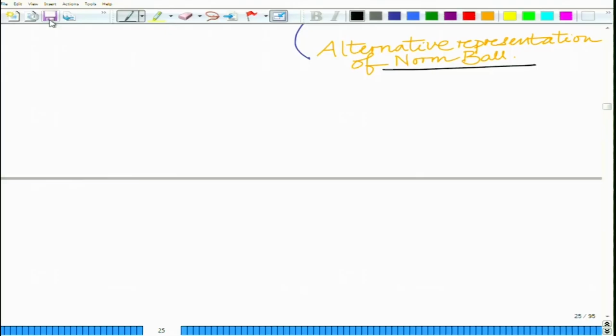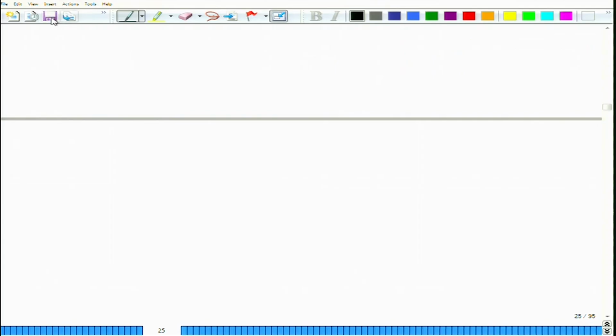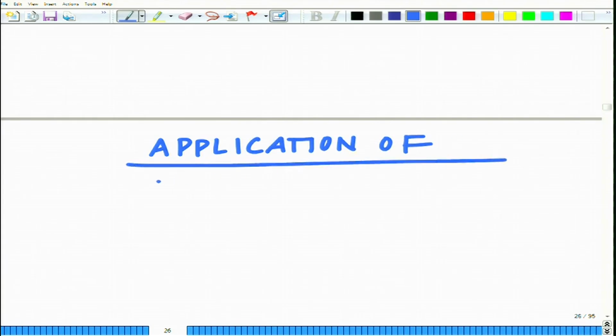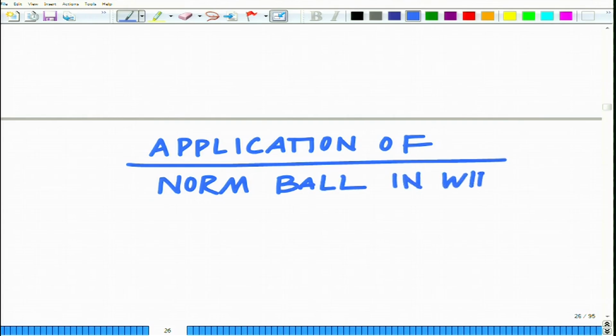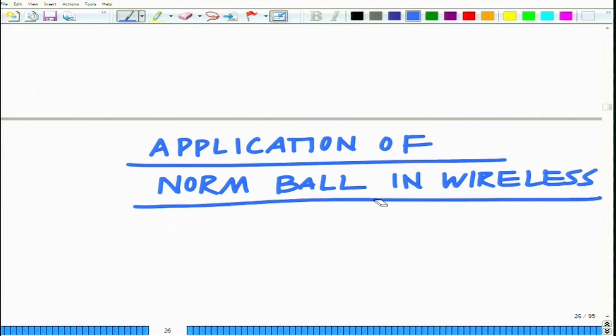Alright, so let us look at another application, similar to what we have seen for the hyperplanes and half spaces. Let us again look at an application of the concept of norm ball in a wireless system, and this can be seen as follows.